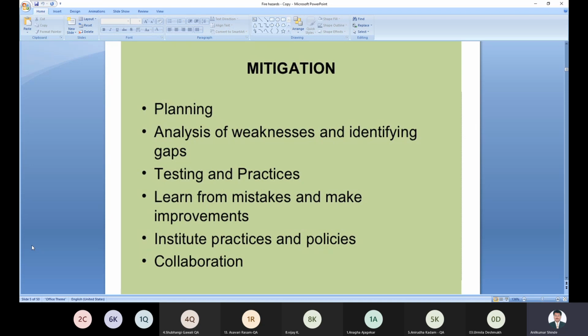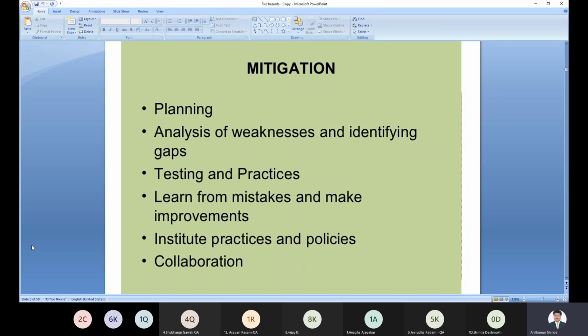The institute's practices and policies. So the administrator can prepare different policies and practices, good practices in a company, on how to handle and prevent fires in the company. We can prepare different good practices and good policies, and other guidelines, which are provided to every employee on how to prevent fires.